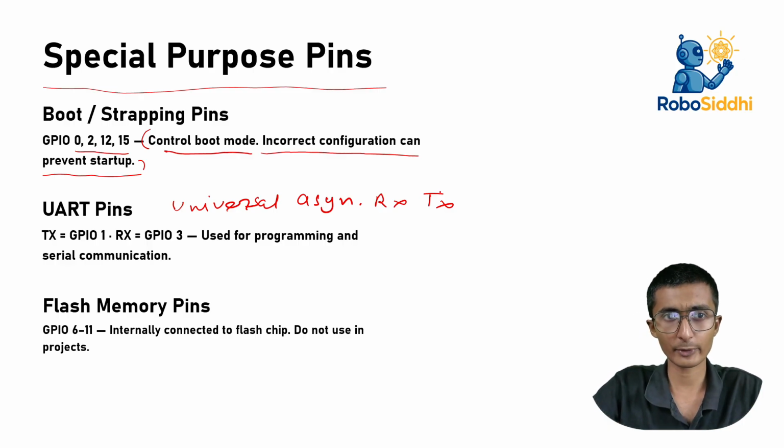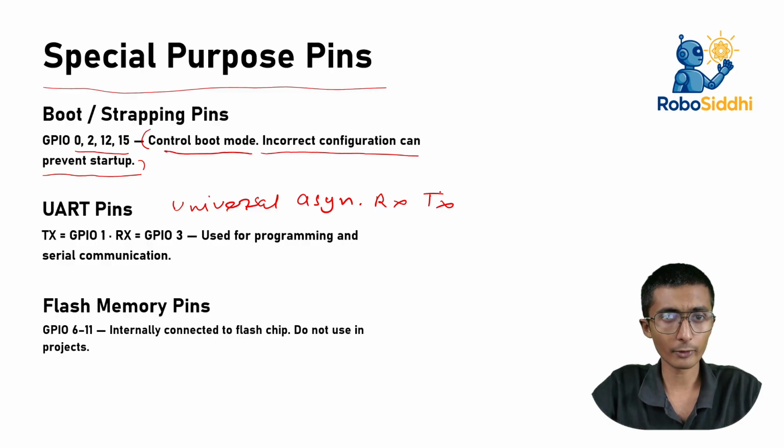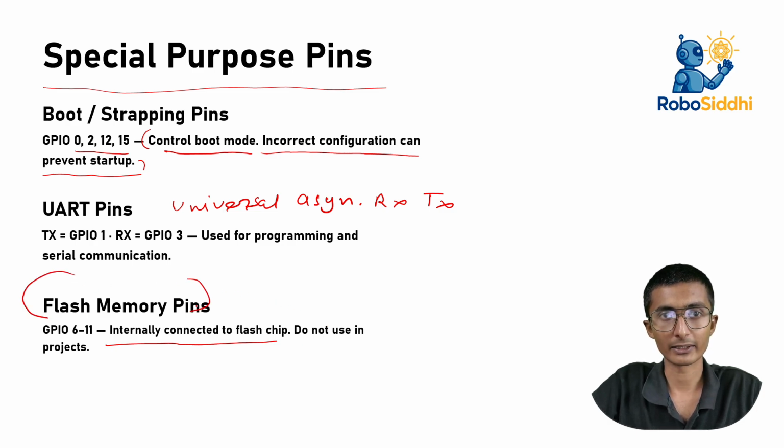Then we have flash memory pins. These are used for flash chips, so they are internally connected to flash chips. GPIO 6 to 11, so don't use them either.